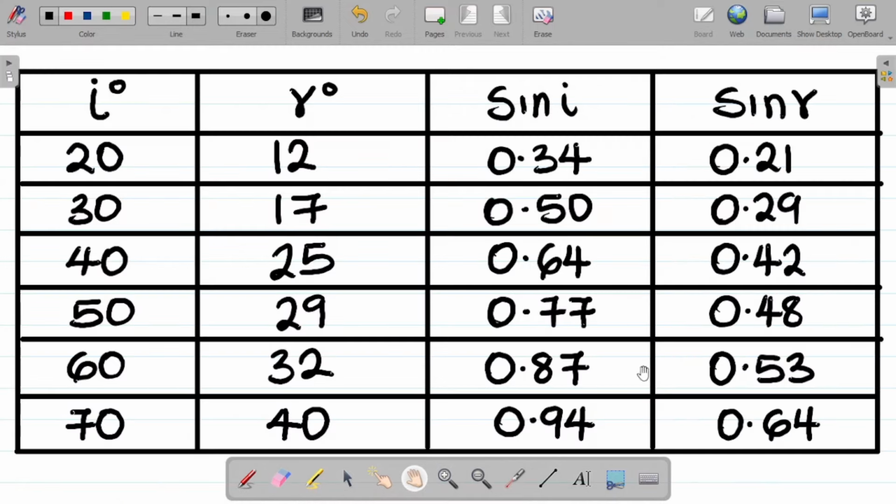This was given to me by one of the students, so I use their values to fill this. It does not mean that this is the most accurate. But I believe that by now you should be able to fill up the values of sine I and sine R. I got 0.34 by punching sine 20. Sine 20 gives you 0.34, sine 70 gives you 0.94. For your sine R values, sine 12 gives you 0.21, sine 17 gives you 0.29, sine 32 gives you 0.53, sine 40 gives you 0.64. So this is how you fill up the table. That's your first task. Let's go to the next task.